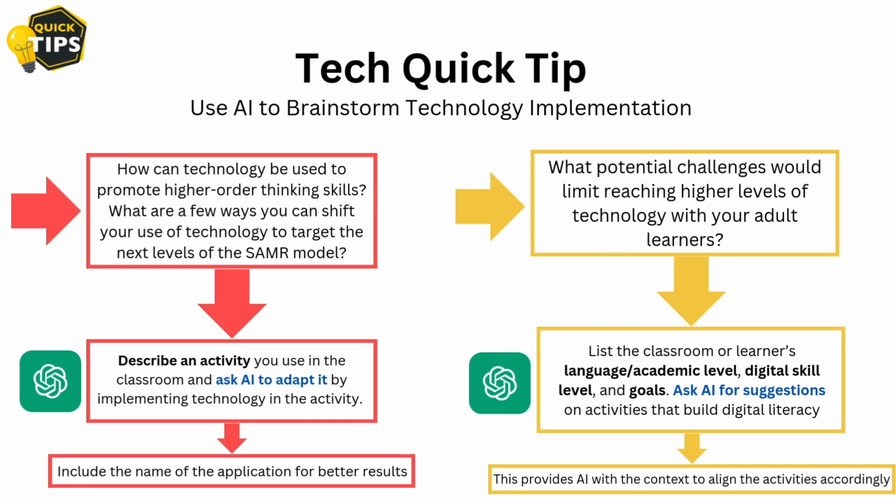Secondly, if you're coming across potential challenges that might limit your ability to reach higher levels of the SAMR model, you might want to list the classroom or learner's language or academic level, digital skill level, and goals. Be sure to ask AI for suggestions on activities that might build digital literacy. AI works best when it has context to align to these activities.